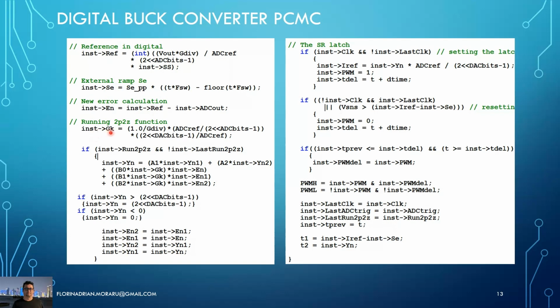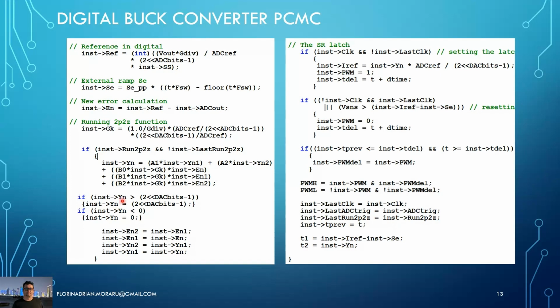Then we are calculating the compensating gain with the formula presented earlier. And then we run the linear difference equation. I decided to multiply the B coefficients by this compensating gain, GK. So this is one possibility. Normally it is done like this in a real software implementation because you don't have to do the multiplication inside the ISR, so you just save time.